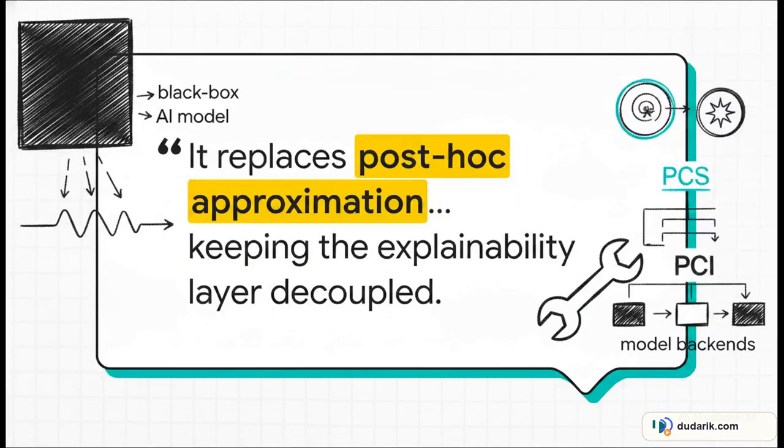I really want to highlight this specific quote from the source material because it kind of hits the nail on the head. The framework does not replace model training, it replaces post hoc approximation, keeping the explainability layer decoupled from the model architecture. This decoupling is the absolute secret weapon here. You compute these metrics after inference on the exact same inputs that generated their prediction. Because of that, you can completely swap out your model's entire backend without having to rebuild your audit pipeline from scratch.